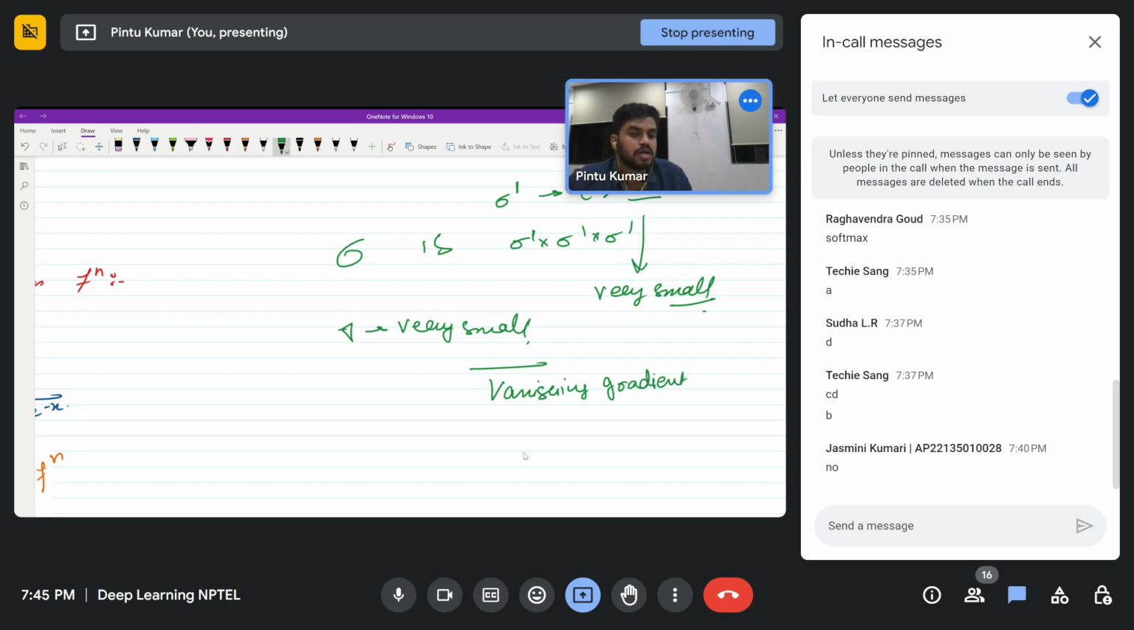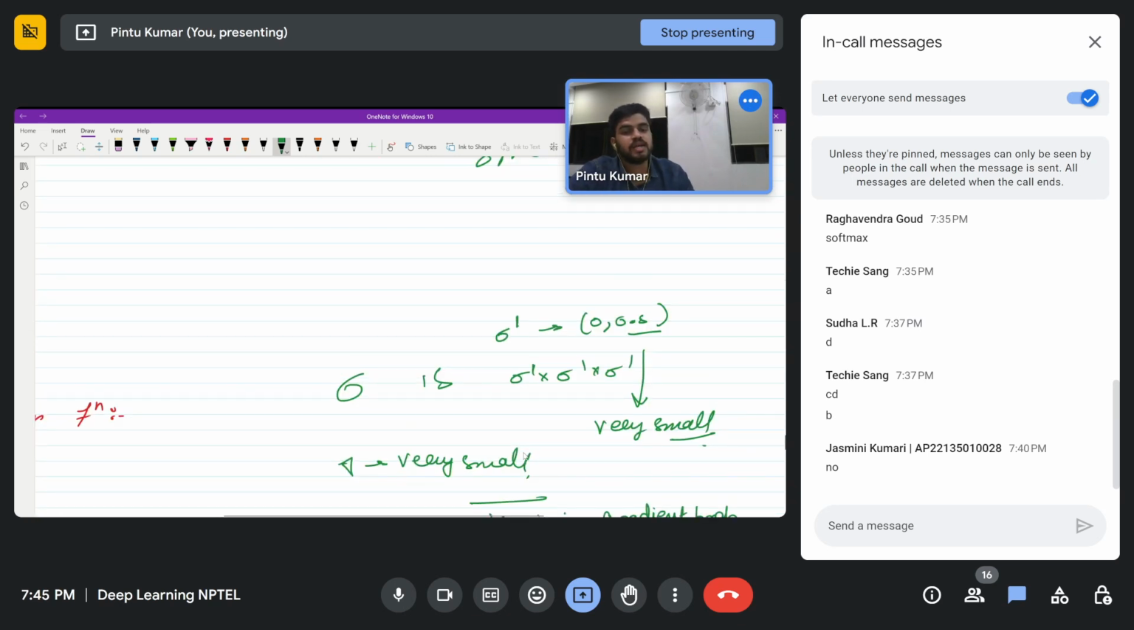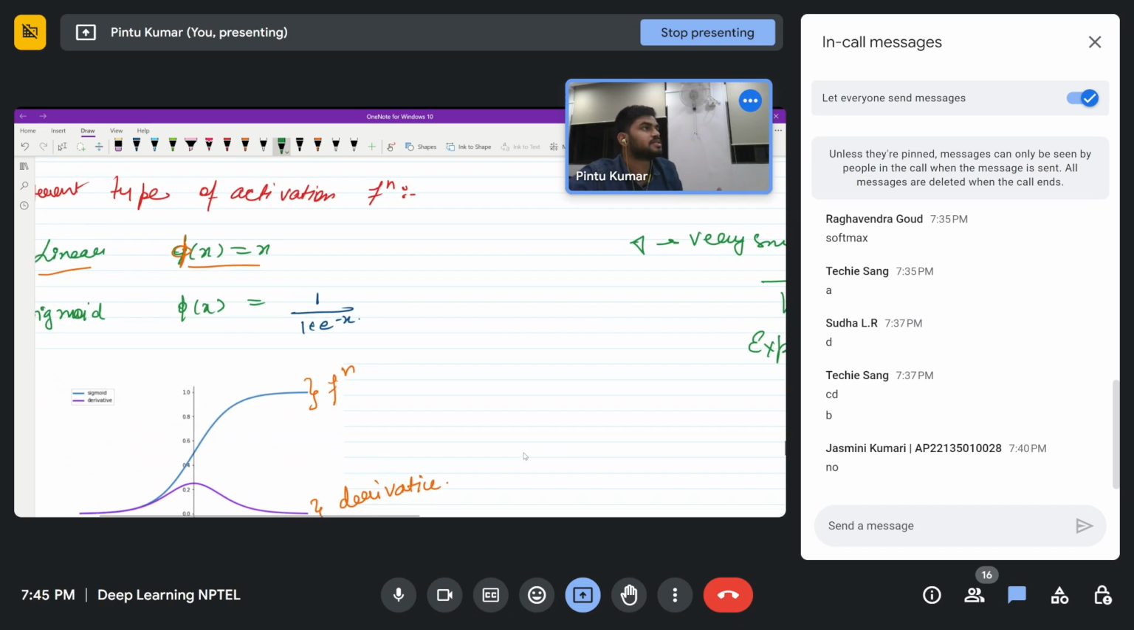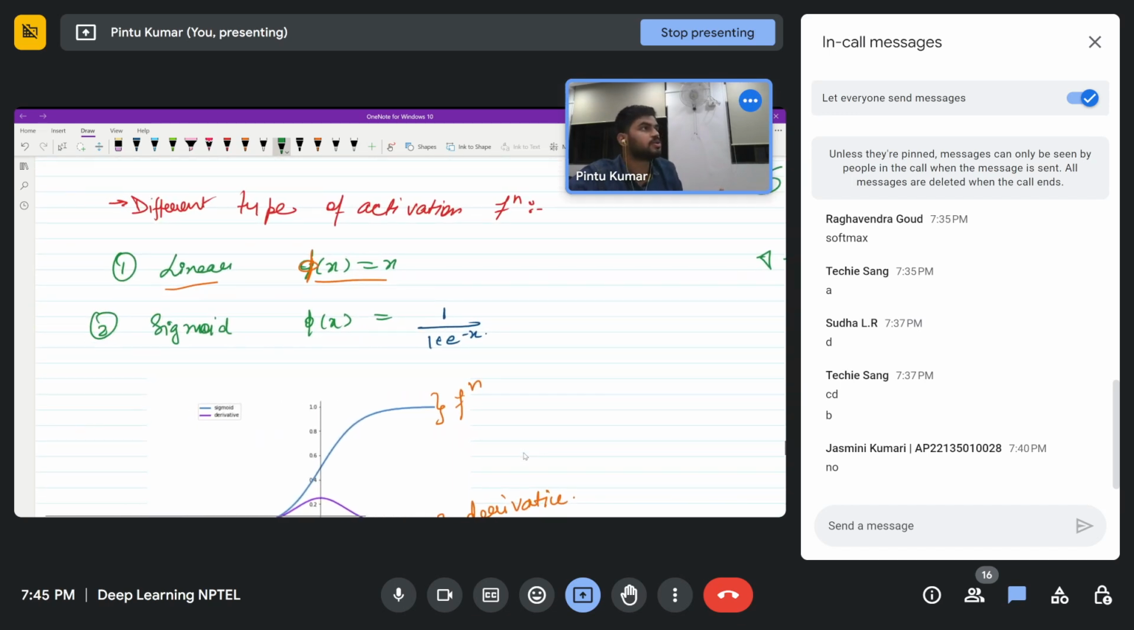Okay, another thing that is similar to this: let's say the sigma dash value is large. Then large quantities getting multiplied with each other would mean that your gradient value becomes very large. That phenomenon is called the exploding gradient problem. So these are the two things that I wanted to just mention right now. We will see these things in later lectures.